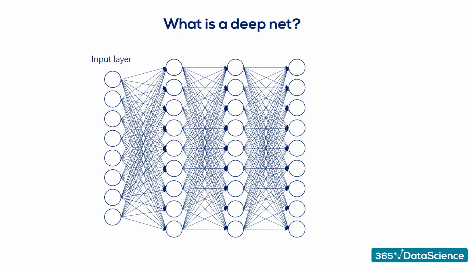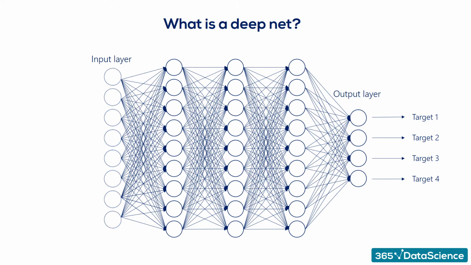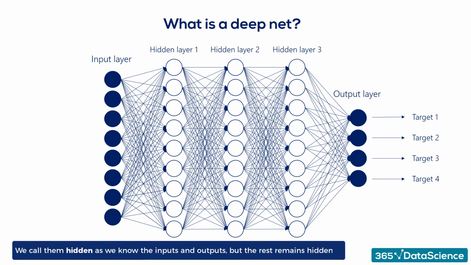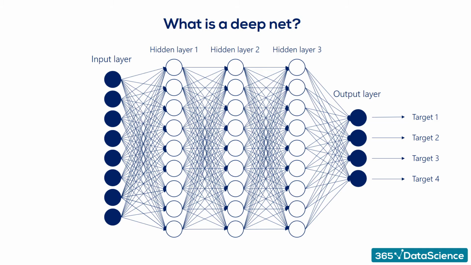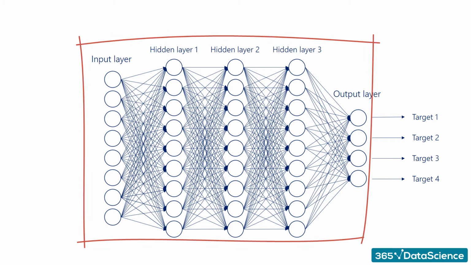The last layer we build is the output layer. That's basically what we compare the targets to. Alright, so the first layer is the input layer, and the last layer is the output layer. All the layers between are called hidden layers. We call them hidden as we know the inputs and we get the outputs, but we don't know what happens between, as these operations are hidden. Stacking layers one after the other produces a deep network, or, as we will call it, a deep net.